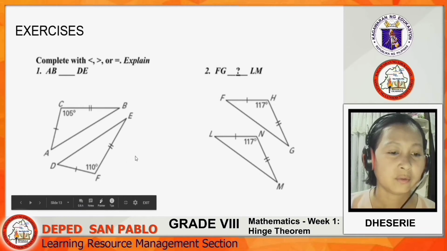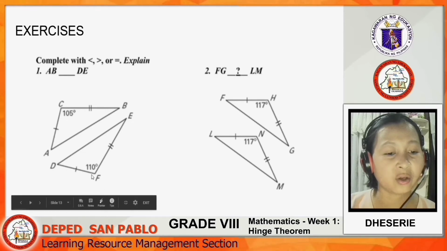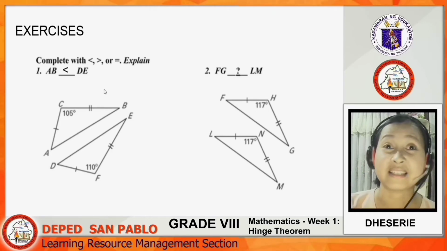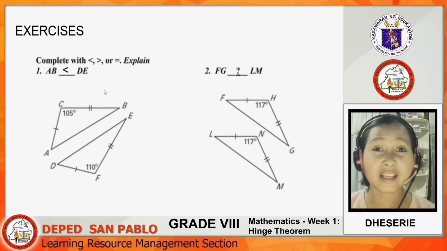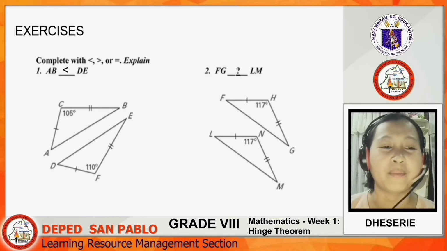So, let's see. If this is greater than this one, so the opposite side of 105 is AB, and the opposite side of angle F is DE. So, meaning this side is less than this side. So, we're going to use less than. Okay? You have the same answer with me? If you do, good job.